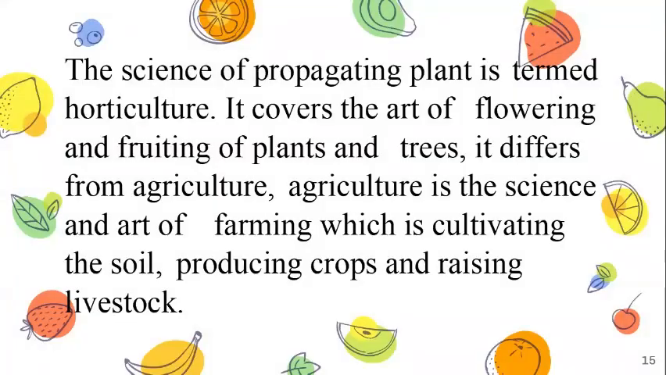So the science of propagating plants is termed horticulture. It covers the art of flowering and fruiting of plants and trees. It differs from agriculture. Agriculture is the science and art of farming, which is cultivating the soil, producing crops, and raising livestock.